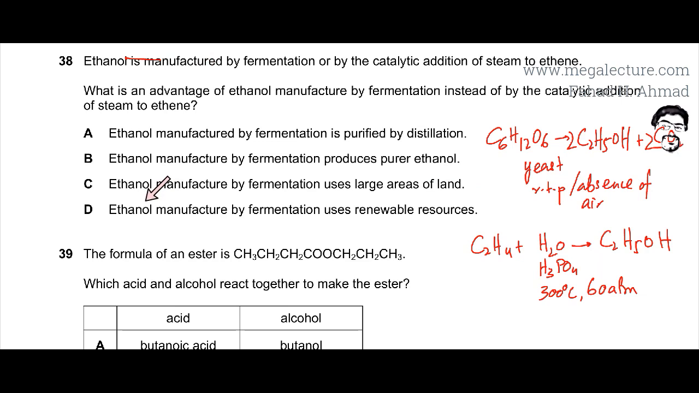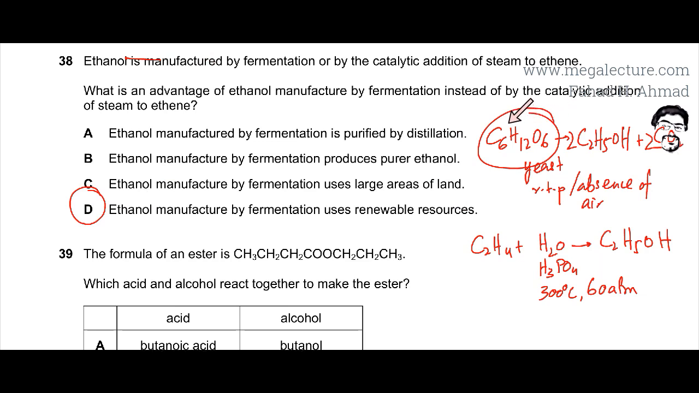The last one is that ethanol manufactured by fermentation uses renewable sources. This statement is definitely correct, because if you're making ethanol from glucose, glucose can be obtained from different fruits and different plants, and you can grow glucose.